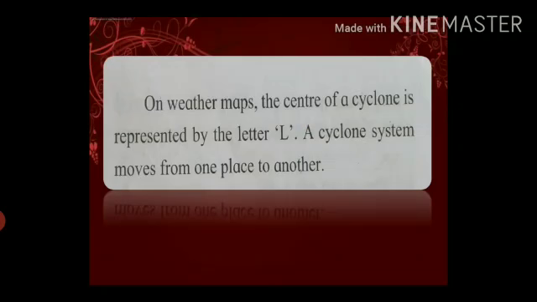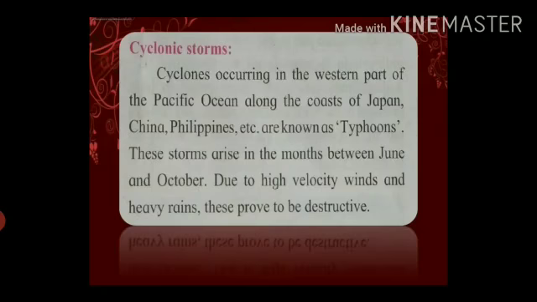Children, on weather maps, the center of a cyclone is represented or shown by the letter L. A cyclone system moves from one place to another. Now let's read further. Cyclonic storms.